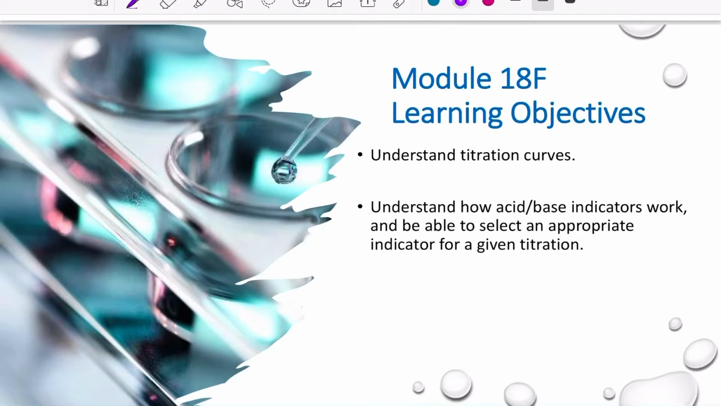In Module 18F, I want to go ahead and finish up talking about titration curves, and then also talk a little bit about indicators, specifically color indicators, how they work, and how we can use them, and how we can select an appropriate indicator to help us in a titration.